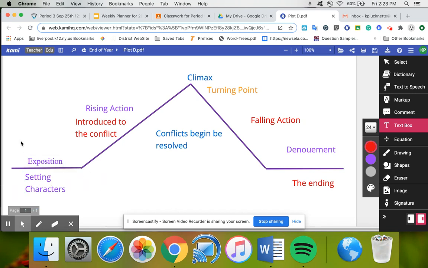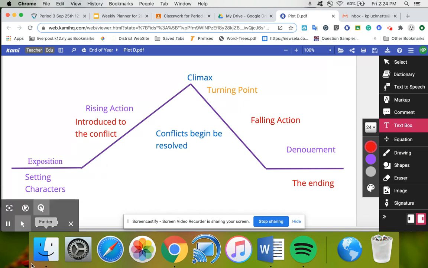It started with the exposition: the setting, my bedroom, the characters, me. The rising action, the conflict was, where was my shirt, right? I went to find it. You were introduced to the fact that I'm looking for my shirt. Climax, the shirt is gone. Falling action, the conflicts begin to be resolved. The shirt is in the laundry. Denouement, I pick a different shirt. It was not an exciting story. It was not fantastic, but ultimately it fit all of those pieces.